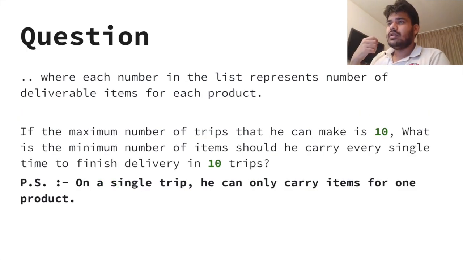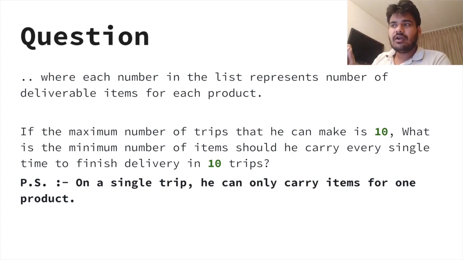Now, the question is, if the maximum number of trips that the website can make is 10, what is the minimum number of items he should carry every single time to finish delivery in 10 trips, right? So the question is, the number of trips that he can make is 10. So what is the minimum number of items he should carry so he can finish the entire delivery in 10 trips?